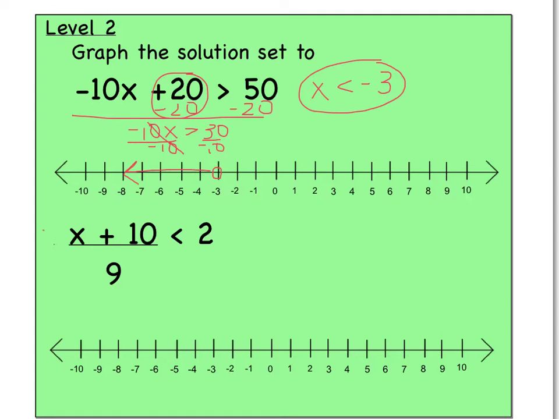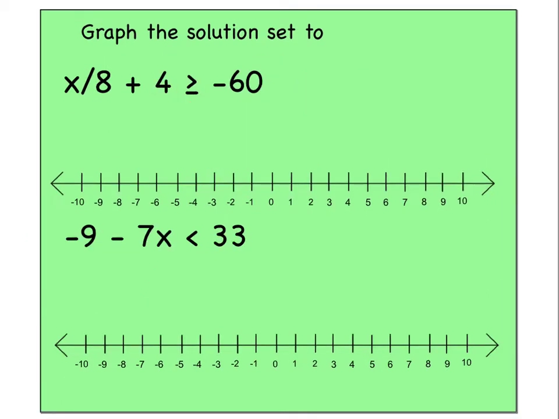The next one, we're first going to have to multiply both sides by 9, and we're left with x plus 10 is less than 18. We subtract 10, subtract 10. Just be thinking, do we need to reverse our inequality sign? And we do not, because we did not multiply or divide by a negative number. So I'm going to go to 8, put an open circle.